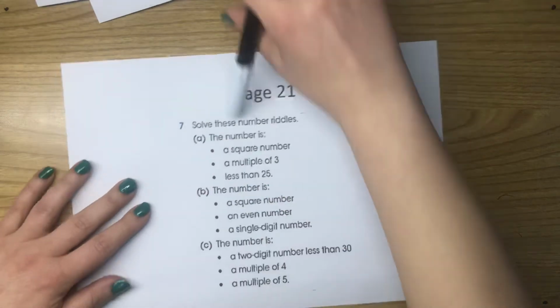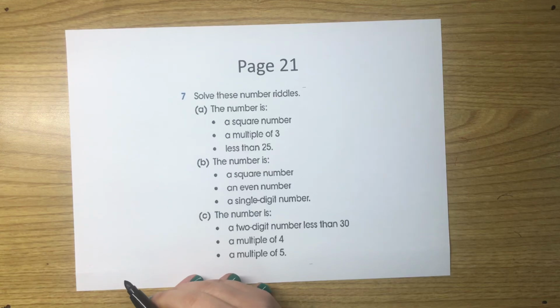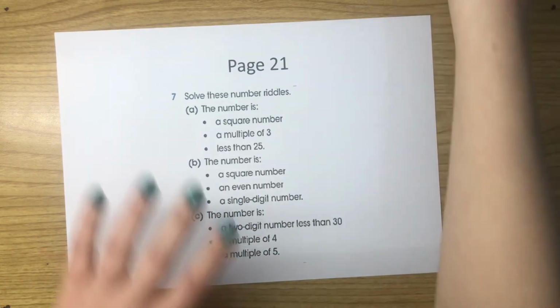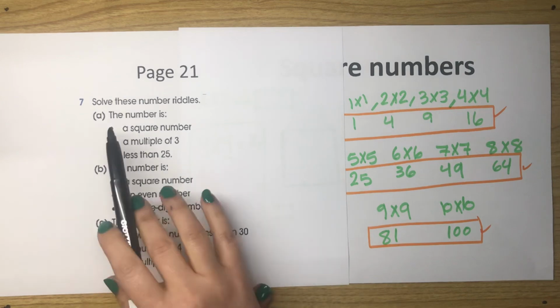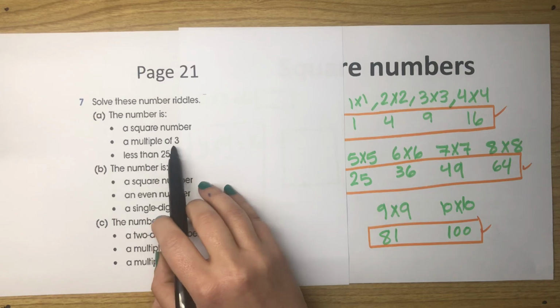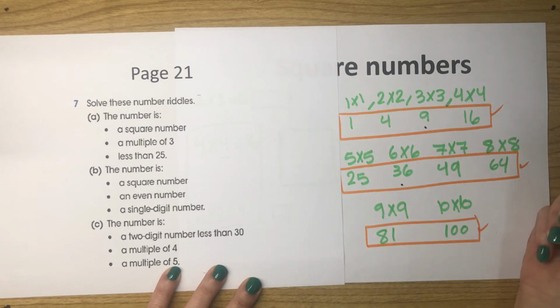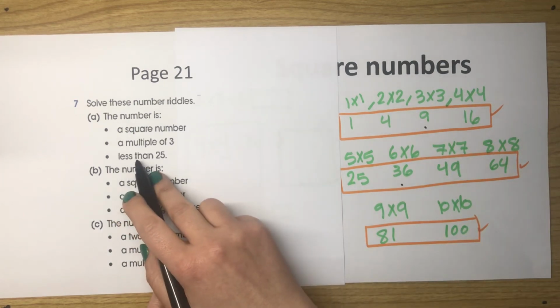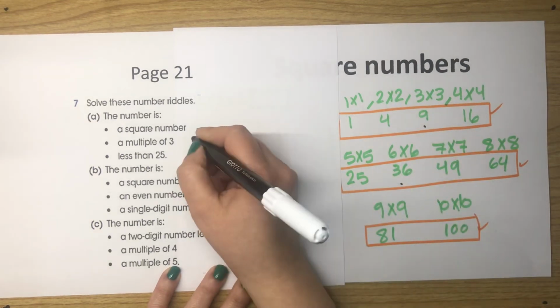Last question. It's question number 7. Those are some riddles. Solve these number riddles. The number is a square number. Again, let's keep our square numbers here and look at them. The number is a square. That means one of these numbers. A multiple of 3. This is a multiple of 3. What else? And less than 25. So I have to look at less than 25. What is that number? It is 9.